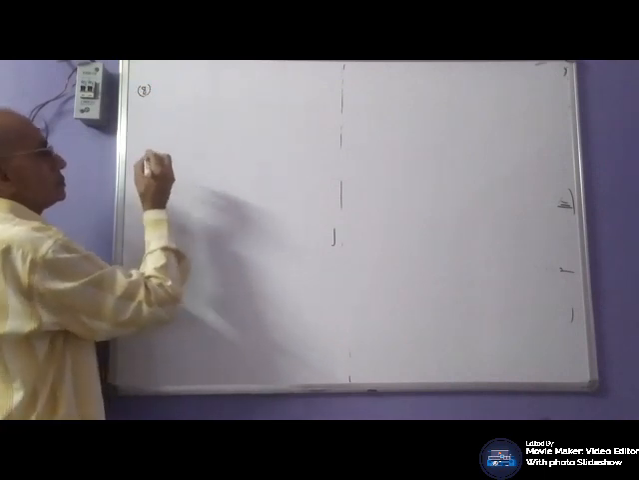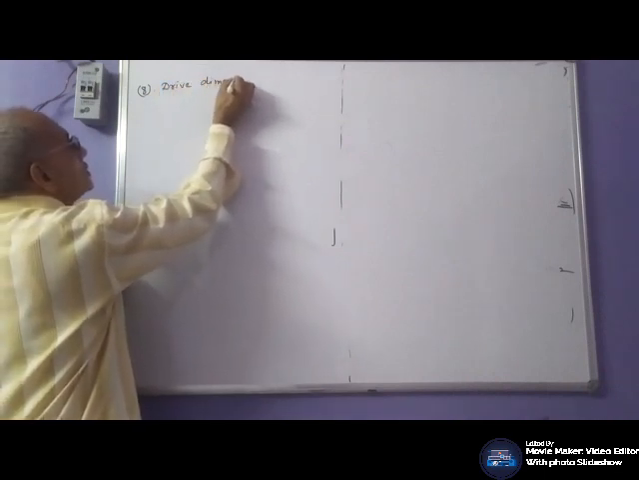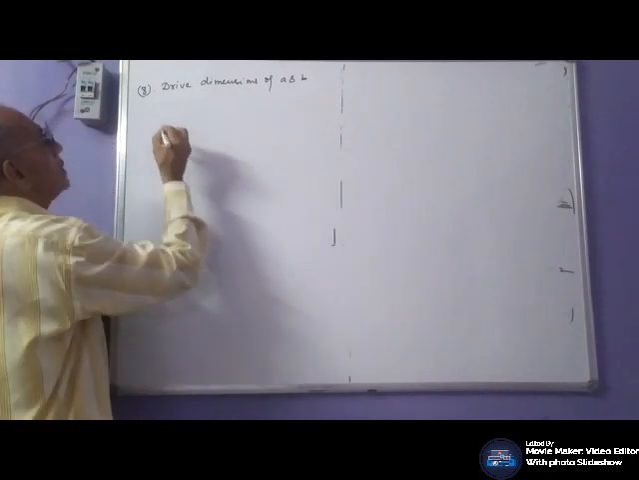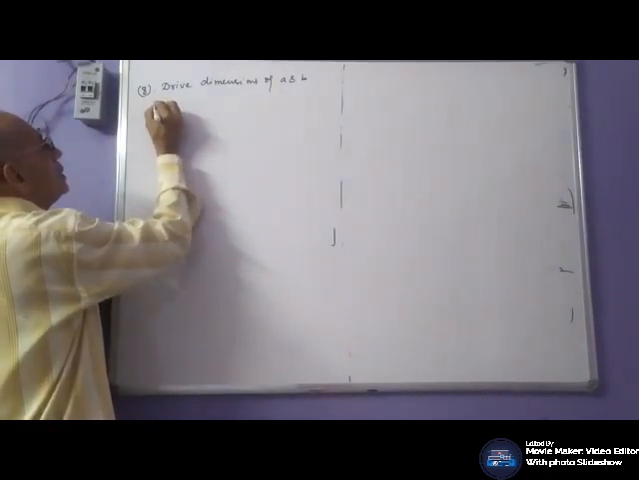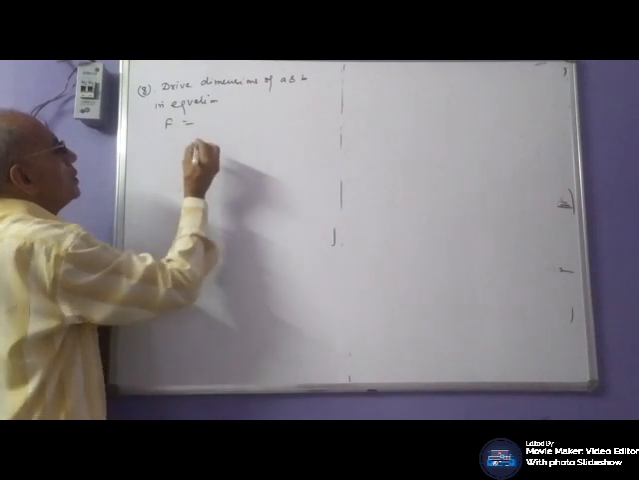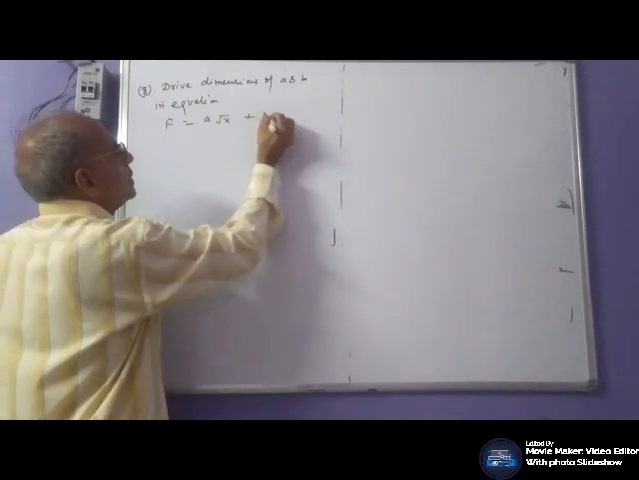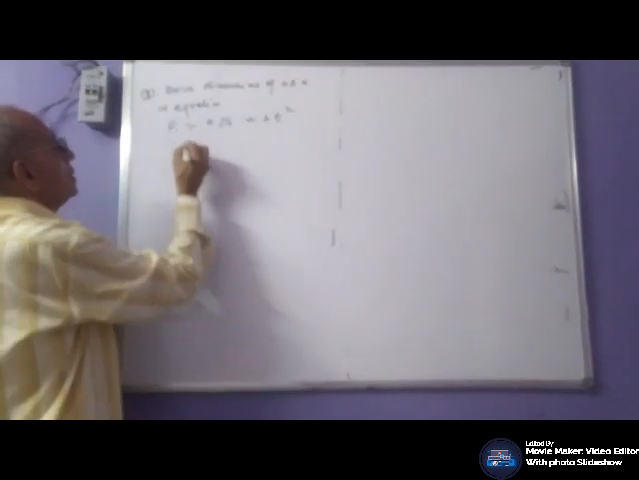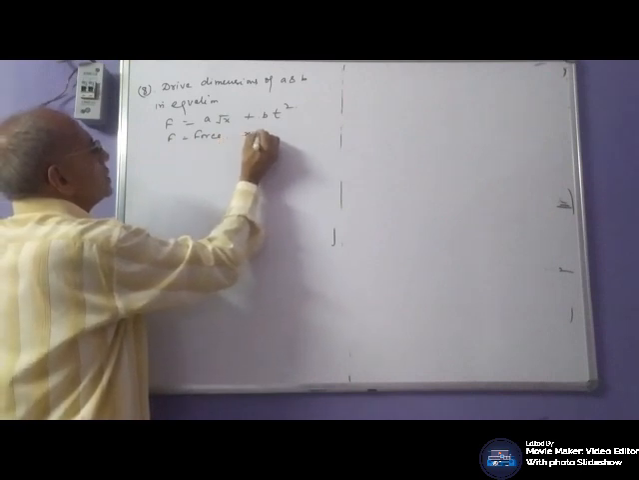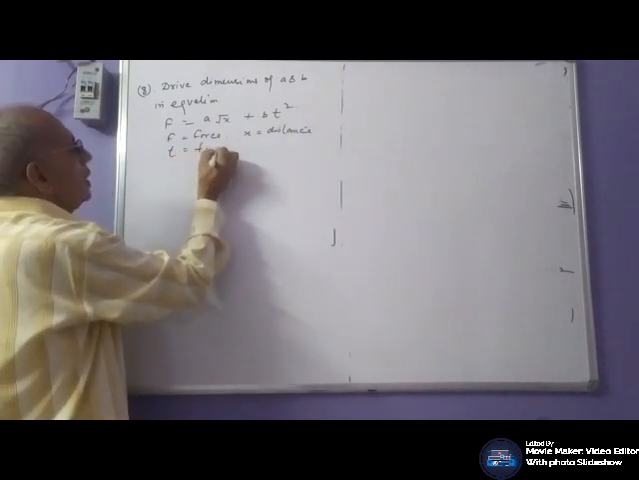Eighth: derive dimensions of A and B in the equation F equals A X root plus B T square, where F is force, X is distance, and T is time.